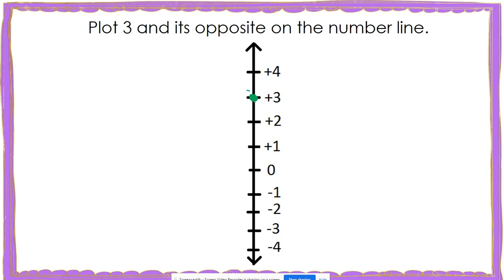3's opposite is going to be the number that is in the opposite direction, but 3 units away. So since I moved 3 units up to get to +3, I would need to move 3 units down, and that would put me at -3. So the opposite of 3 is -3.